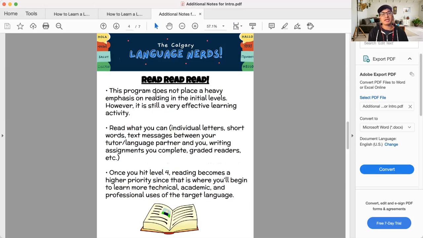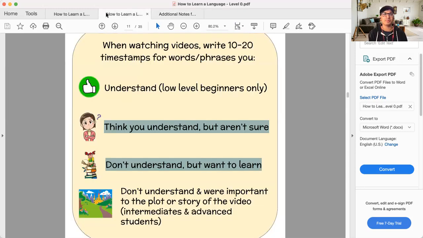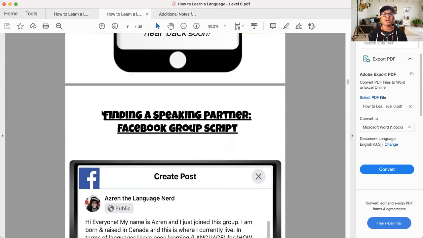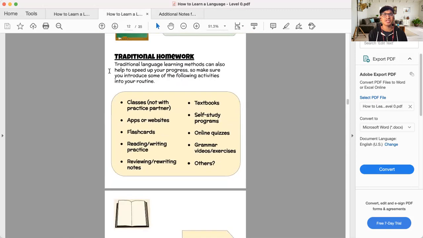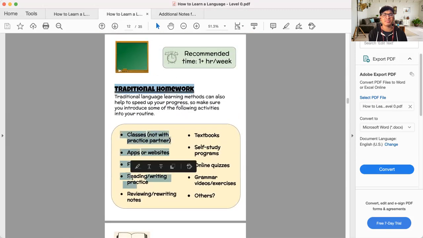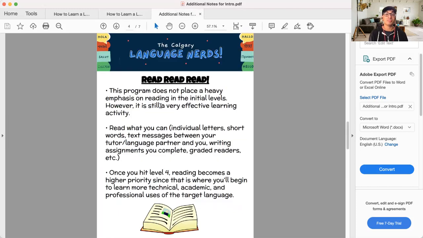Now, read. You'll notice in this program, I don't place a heavy emphasis on reading in the initial levels. Level 1, 2, 3, I don't put a heavy emphasis on reading. Level 4 and such does start to put a heavier emphasis, but prior to level 4, I don't put too much of an emphasis on reading. Although, even though I do list it in the traditional homework section, like reading and writing practice, I just don't talk about it that often in this program. But it's still a very effective learning activity.